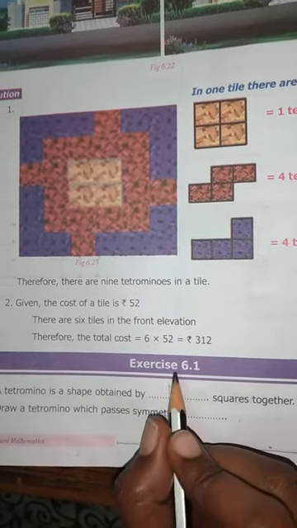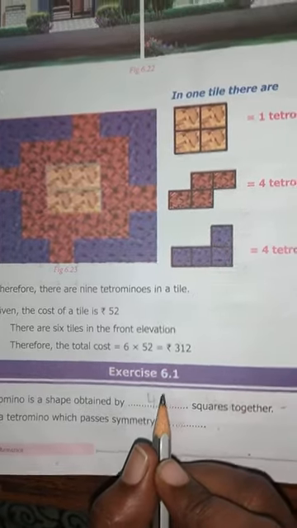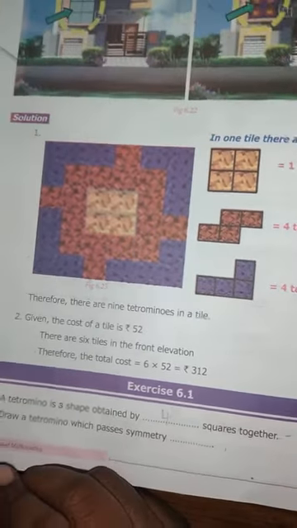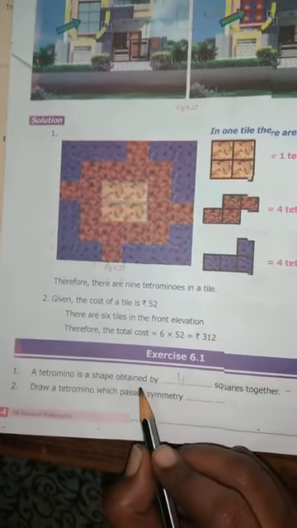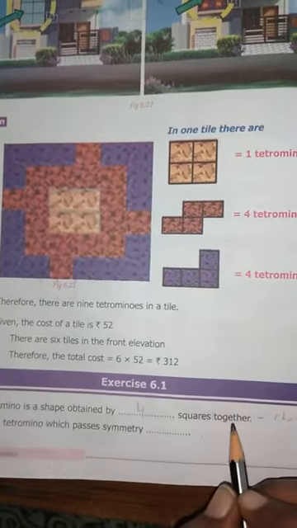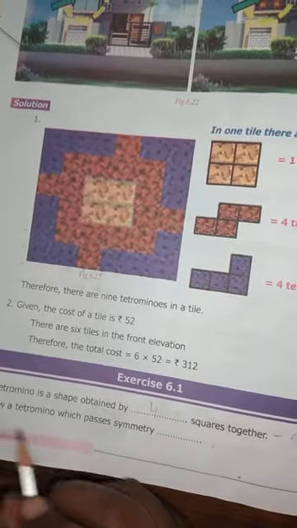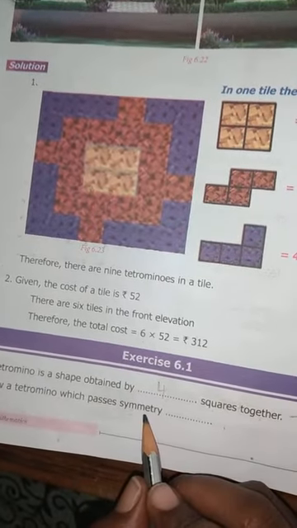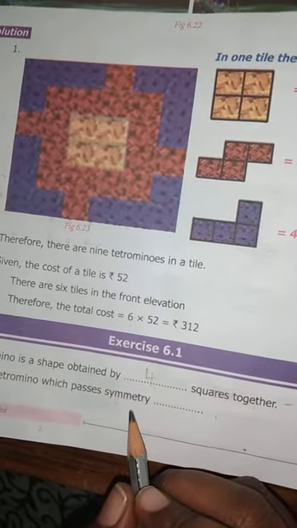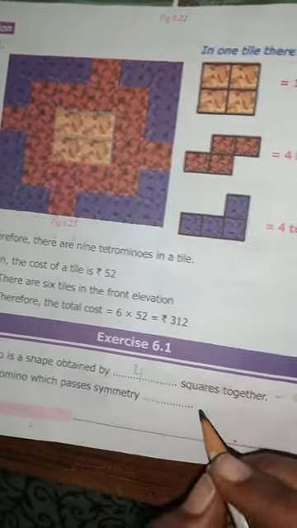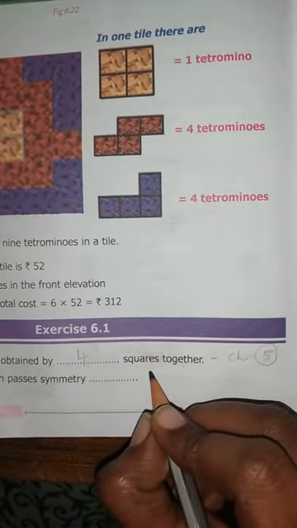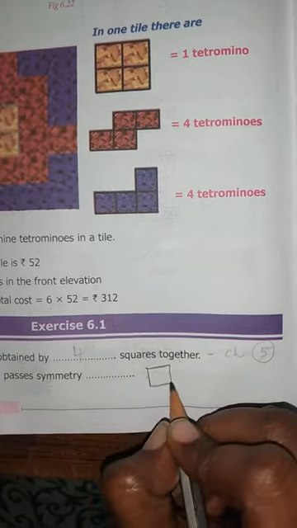Let's see exercise 6.1. Here, this is the exercise based on tetrominoes. First one, a tetromino is a shape formed by dash squares together. That is 4 squares. Second, draw a tetromino which has symmetry. Symmetry means a line which divides the shape into equal halves. Here we can take any tetromino.